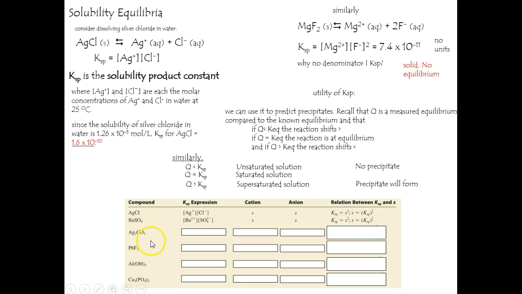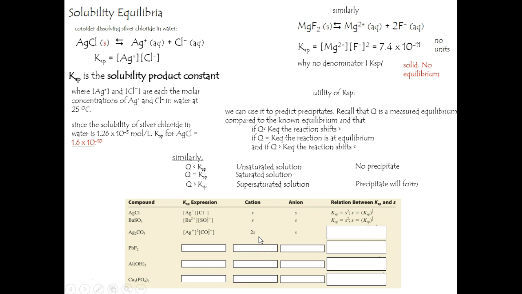Silver carbonate. Silver's always plus 1. Ksp in this case will be equal to the concentration of silver times the concentration of carbonate, but what did I forget? Coefficients become exponents, so it's squared. The cation is going to be twice as high as the anion, so let's call that 2s and the anion s. What's the relationship between Ksp and S? Let's see. It must be 2s. We can plug it in right there. 2s quantity squared times S.